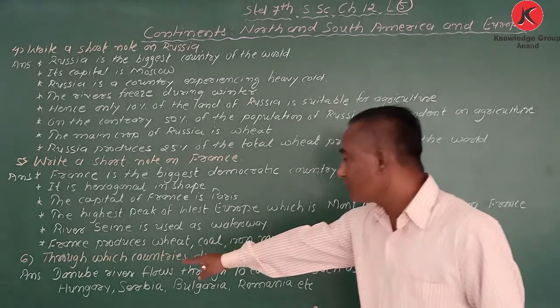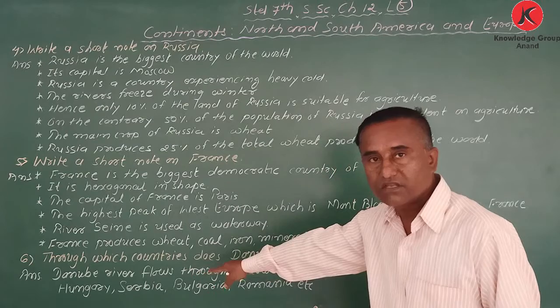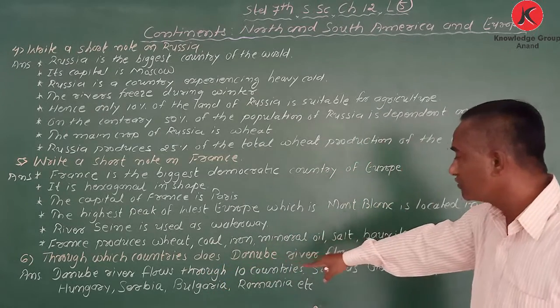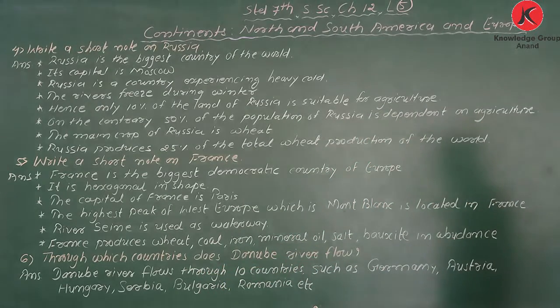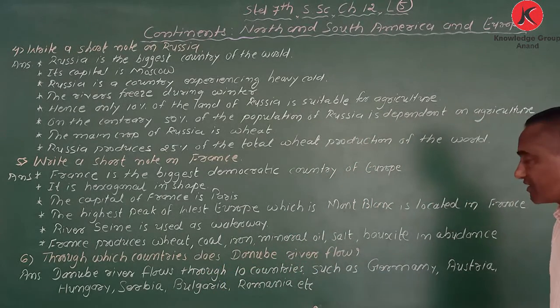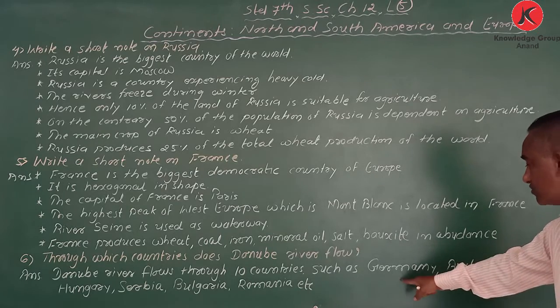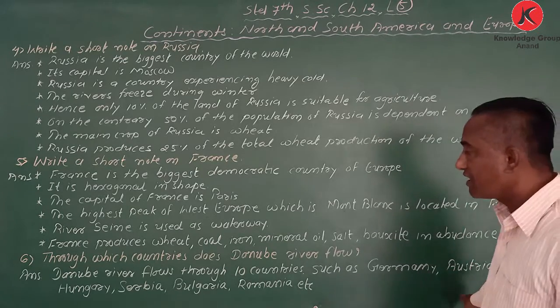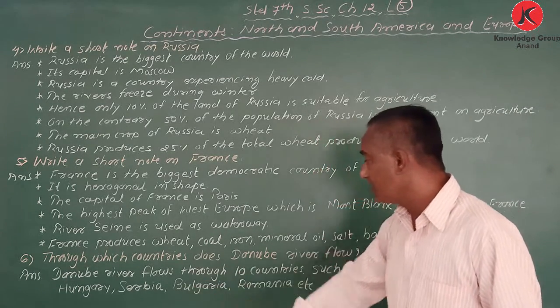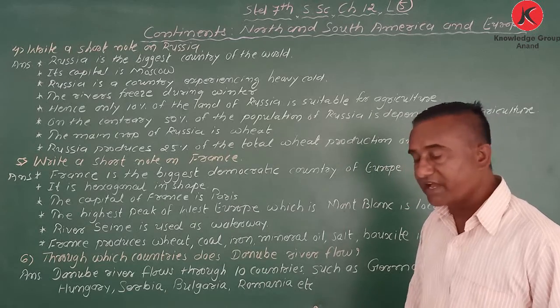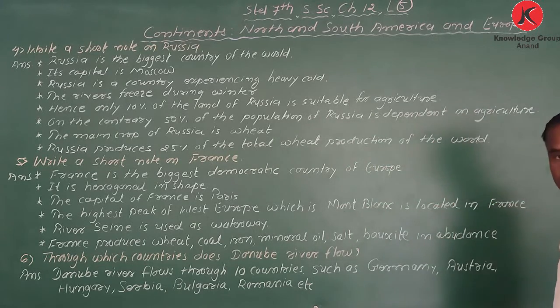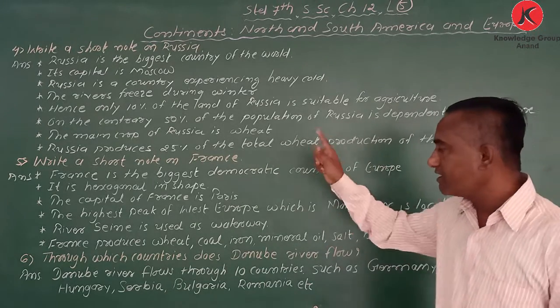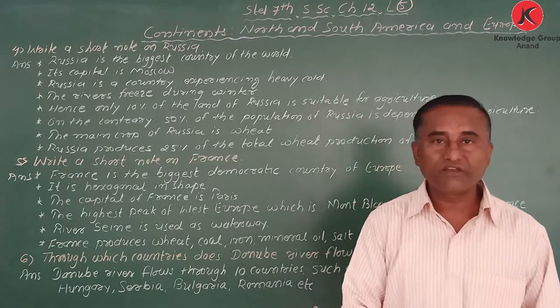Answer: the river Danube flows through 10 countries. How many countries? 10 countries. And which are they? Germany, Austria, Hungary, Serbia, Bulgaria, and Romania. Got it? My dear student, copy down this in your notebook.